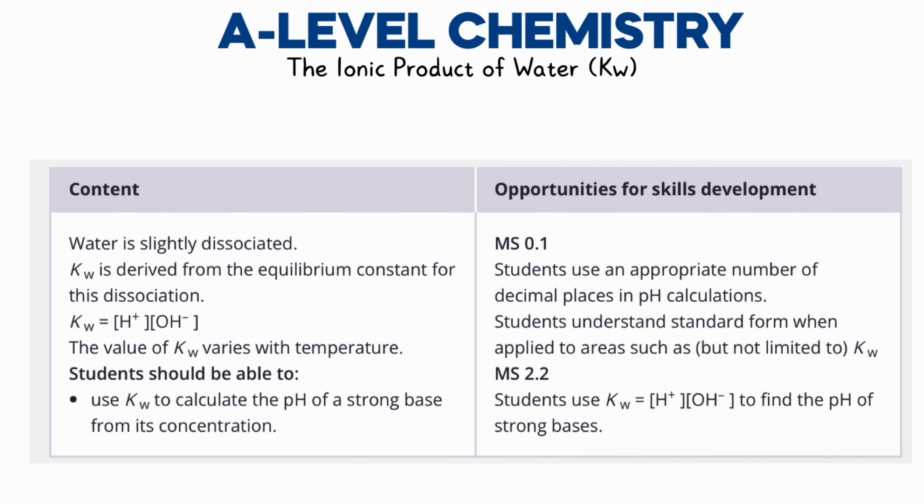Hi guys, so just continuing on from the last video, we're going to have a look at the ionic product of water, also known as Kw. We're going to look at water dissociating, what Kw is, what the equation for Kw is, how Kw varies with temperature, and how we can work out the pH of water and the pH of a strong base using Kw. So let's get straight into it.